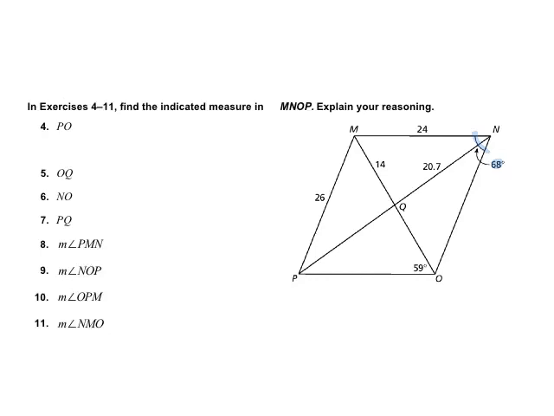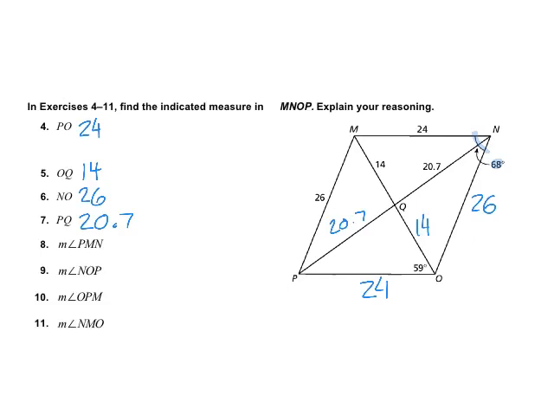All right, PO. So PO is opposite of MN, so that's got to be 24, right? OQ is part of the diagonal, and Q must be the bisector, so that's got to be 14. NO is opposite MP, so that's 26. PQ is, again, part of the diagonal, so that's 20.7. Okay, so hopefully those were pretty straightforward.